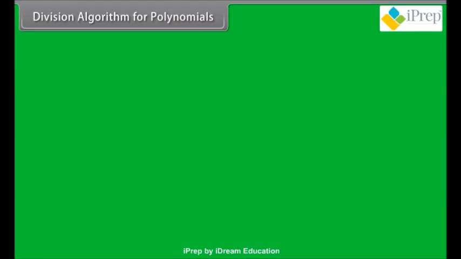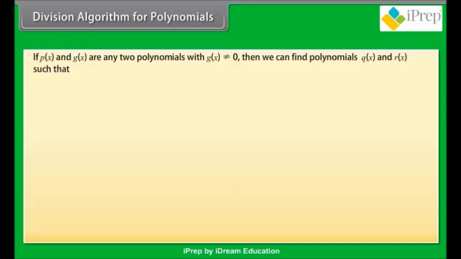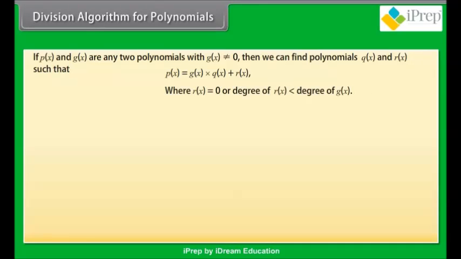Division algorithm for polynomials. If p(x) and g(x) are any two polynomials with g(x) not equal to 0, then we can find polynomials q(x) and r(x) such that p(x) is equal to g(x) into q(x) plus r(x), where r(x) is equal to 0 or the degree of r(x) is smaller than the degree of g(x).